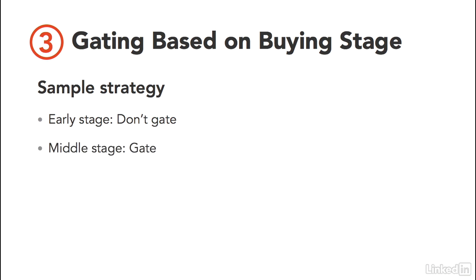If somebody downloads an ROI calculator or a buying guide, you want to know who that person is and you want to score them appropriately. And then late-stage items you don't have to gate. Late-stage items would be those customer case studies, pricing sheets. You want to make sure all of that is easily accessible to somebody who's close to being a customer.